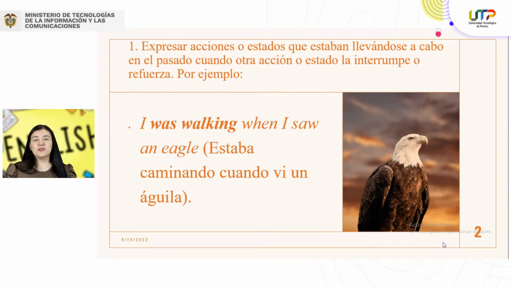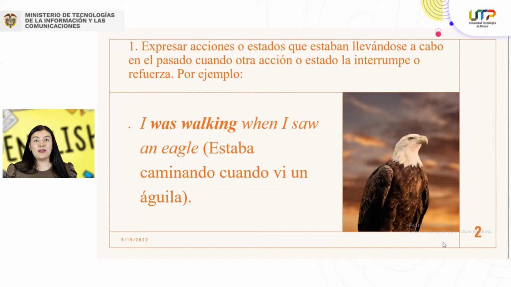Fácil. Simplemente usamos el verbo to be en pasado, que en este caso es was, ¿cierto? Para el pronombre I. I was. Y el verbo con ing, como lo hacemos en el presente. Entonces, lo único que tenemos que tener en cuenta allí es ese verbo to be, ¿ok? Verb to be in past. So, I was walking when I saw an eagle.